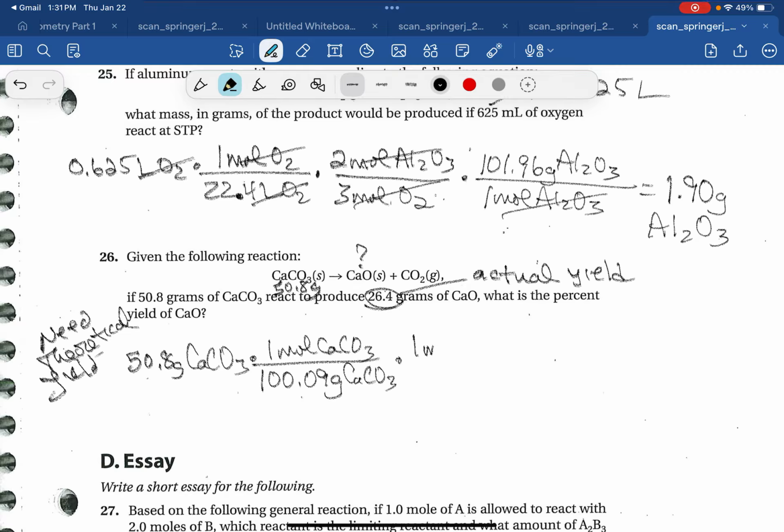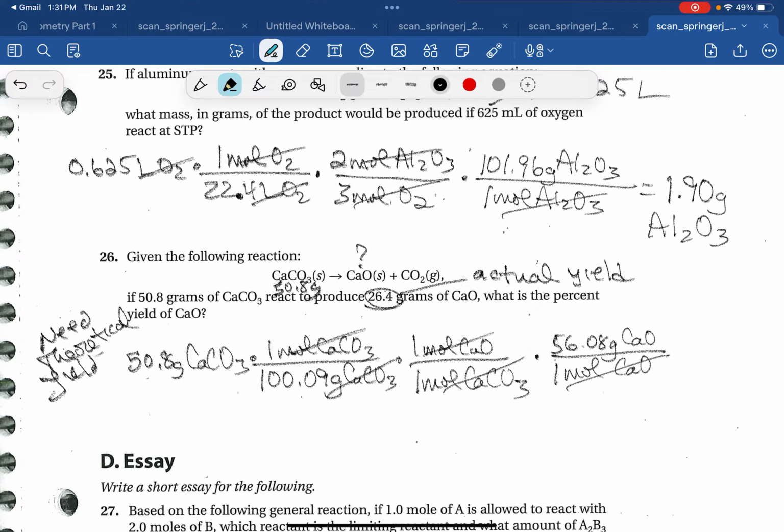times 1 mole CaO over 1 mole CaCO3. And then we need the mass of CaO, which is 56.08 grams of CaO per 1 mole CaO. Moles cancel, grams cancel. 50.8 divided by 100.09 times 56.08, and I got 28.5 grams. That's my theoretical.